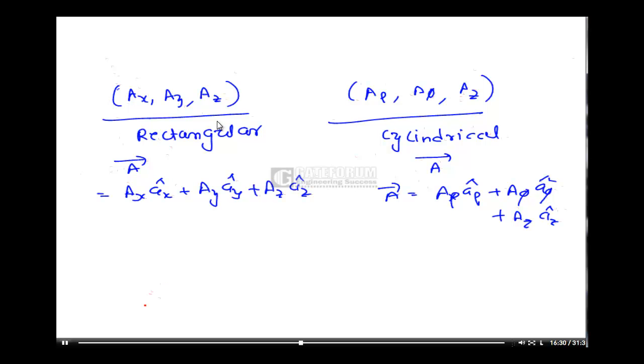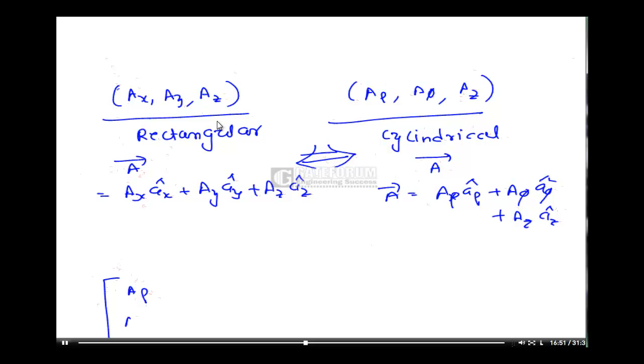There are conversion formulas. Here I am directly mentioning how to convert a vector given in the rectangular coordinate system into cylindrical, and a vector given in cylindrical into rectangular. So there are conversion formulas, and directly here I am mentioning those formulas.